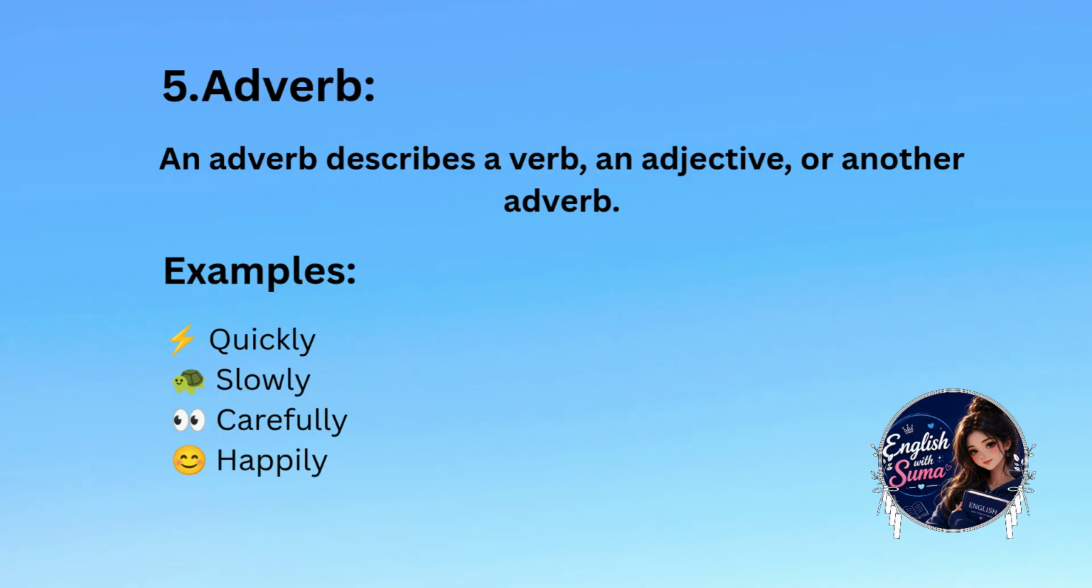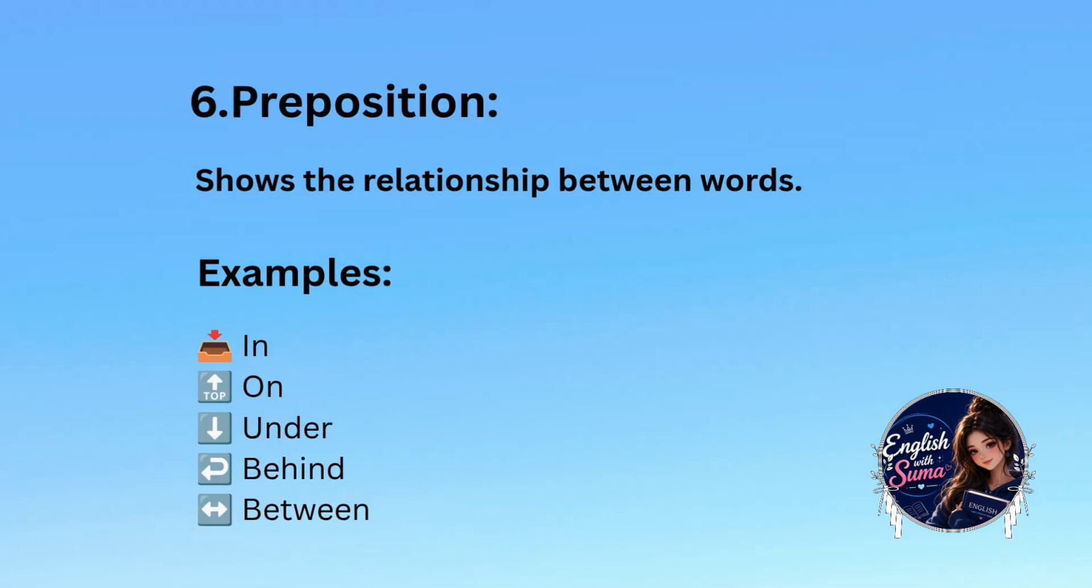An adverb tells us how, when, where, or how often something happens. For example, in "she runs quickly," the word quickly tells us how she runs. A preposition shows the relationship between one word and another. For example, "the book is on the table." The word on shows the position of the book.